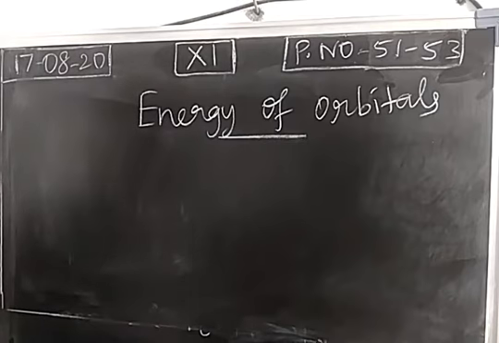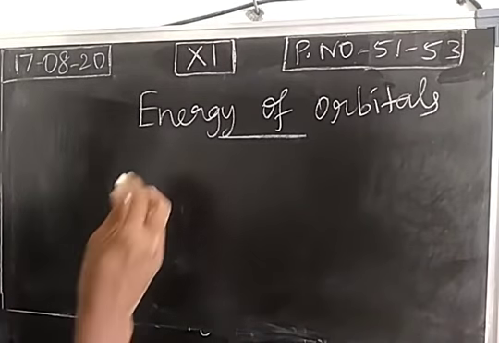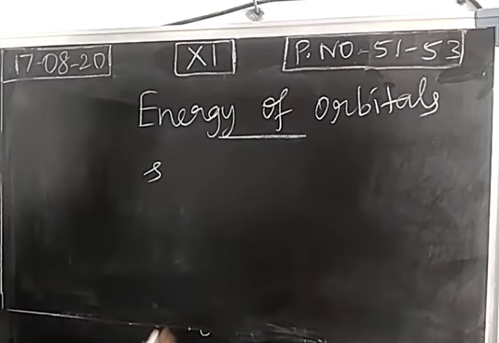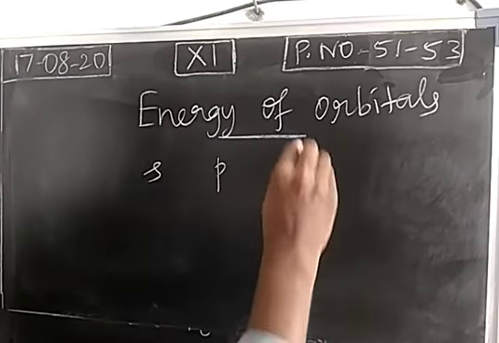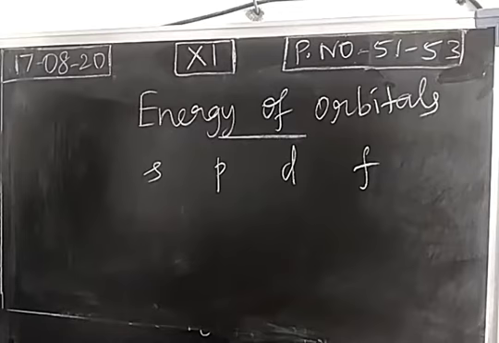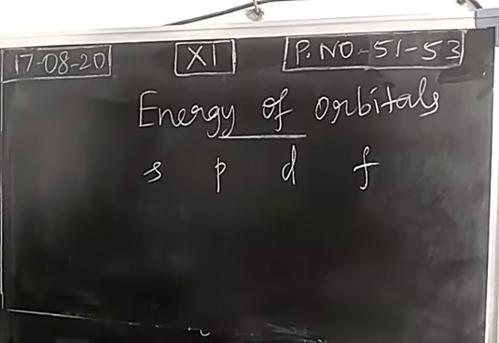First we will discuss the energy of orbitals in one shell. Take any one shell, for example the fourth shell. What about the energy of the orbitals in the fourth shell? As we know, the shell will have four types of orbitals, isn't it? S, P, D and F. When we consider the orbitals in one shell, which will have more energy, which will have less energy?